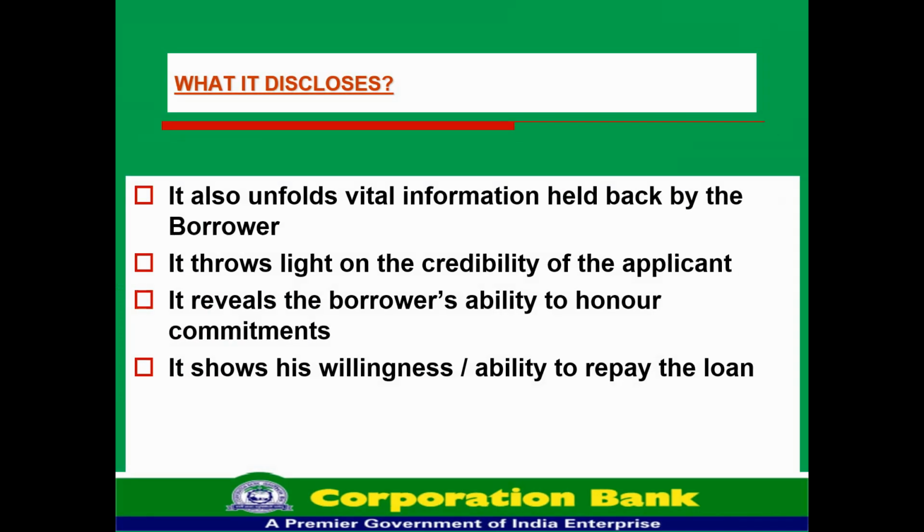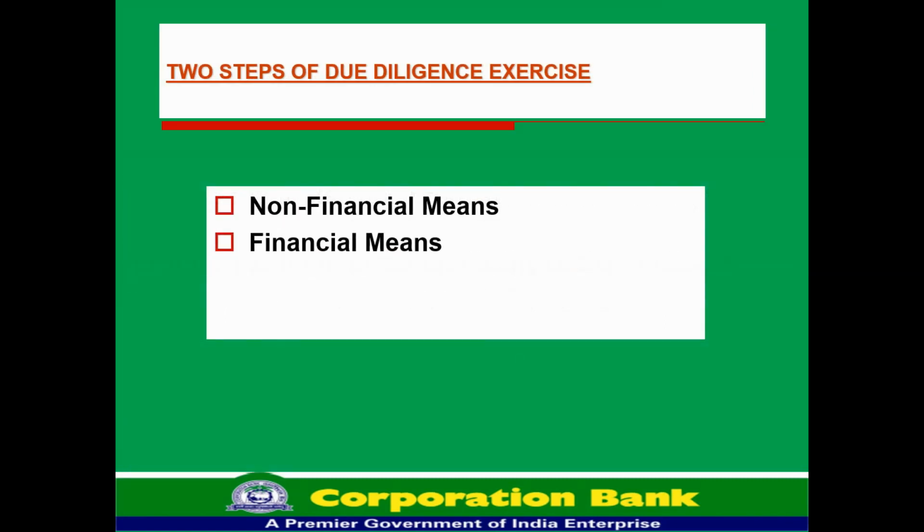What it discloses: it unfolds vital information held back by the borrower. It throws light on the credibility of the applicant, reveals the borrower's ability to honor commitments. It shows his willingness and ability to repay the loan also. So there are two types of due diligence: non-financial means and financial means.